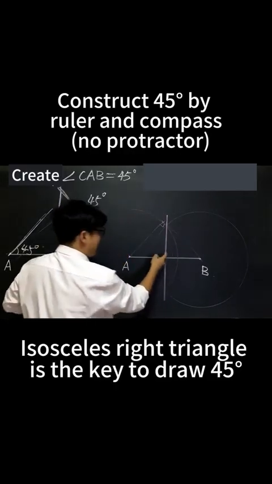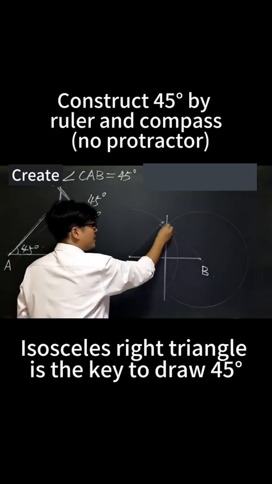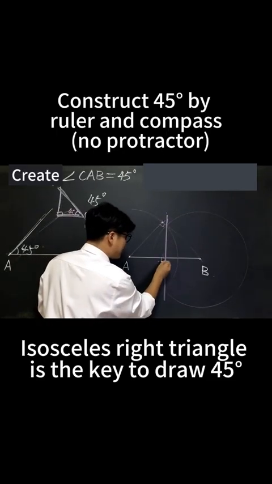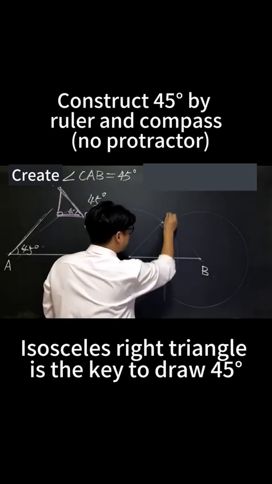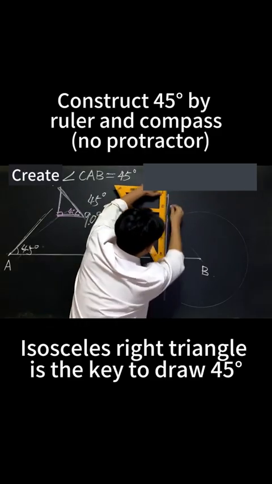Isn't this the perpendicular bisector? Earlier, the point I drew wasn't accurate, so let's use this one as the standard. This is the perpendicular bisector, right? And this is the midpoint, correct? Okay, now that we've found the midpoint, the next step is to find a point C on this line.